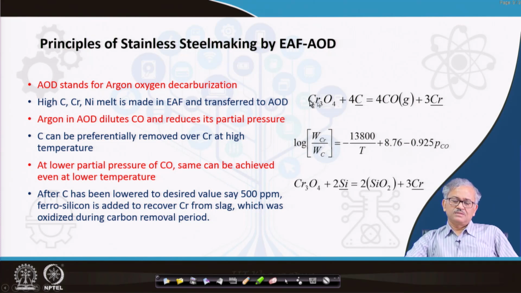One thing is that this reaction can be moved in the forward direction under conditions of high temperature or very low pressure. High temperature is not a good thing, because it increases the load on the refractory, so it is better to reduce the partial pressure. That's why I am telling you to transfer it to the AOD vessel, where argon acts as a diluent. It dilutes the CO and reduces the partial pressure of CO, and that basically increases this ratio significantly. Okay.